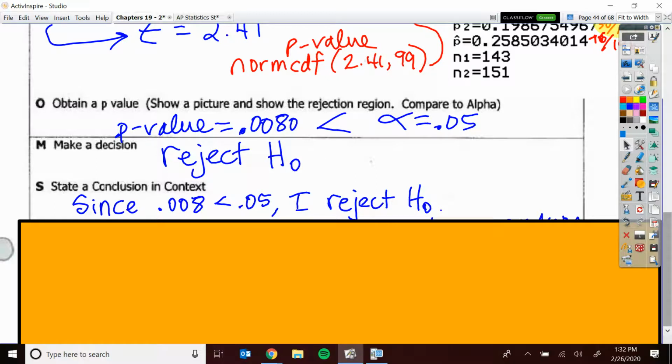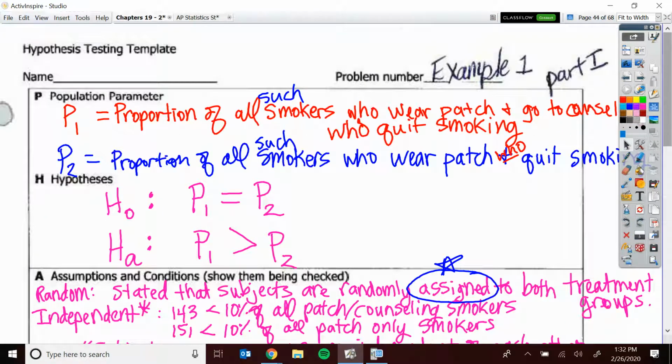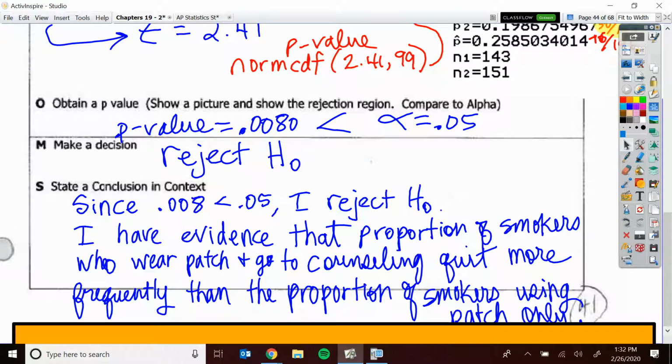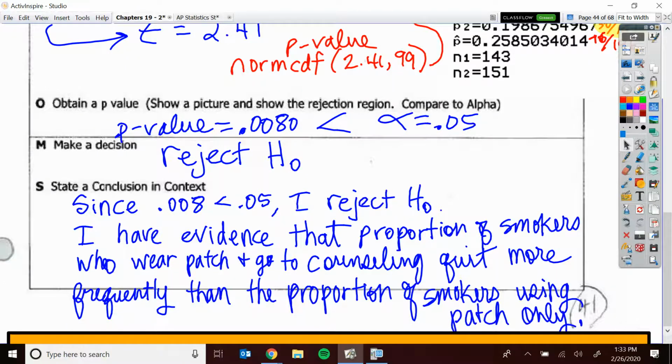Now, what do I say? There is evidence of HA, but I have to do it in context. What is HA saying? HA says P1, the proportion of smokers who wear patch and counseling who quit smoking, is greater than P2, which is the proportion of smokers who wear patch only who quit smoking. So here is what that looks like. There it is. I have evidence that the proportion of smokers who wear patch and go to counseling quit more frequently than the proportion of smokers using patch only.